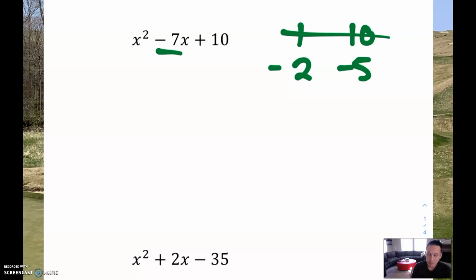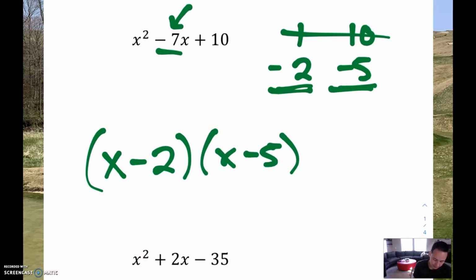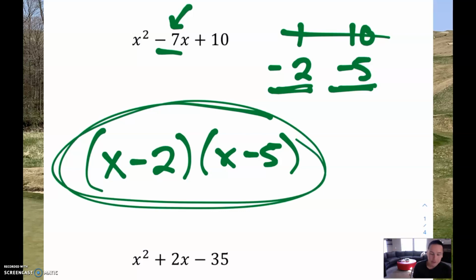That's right. You make them both negative. If you multiply negative 2 times negative 5, it still makes a positive 10. Two negatives multiply to make a positive. But if you add them together, negative 2 combined with negative 5, it makes a negative 7, which is what we were looking for. So your final answer is x minus 2 times x minus 5. And there it is.